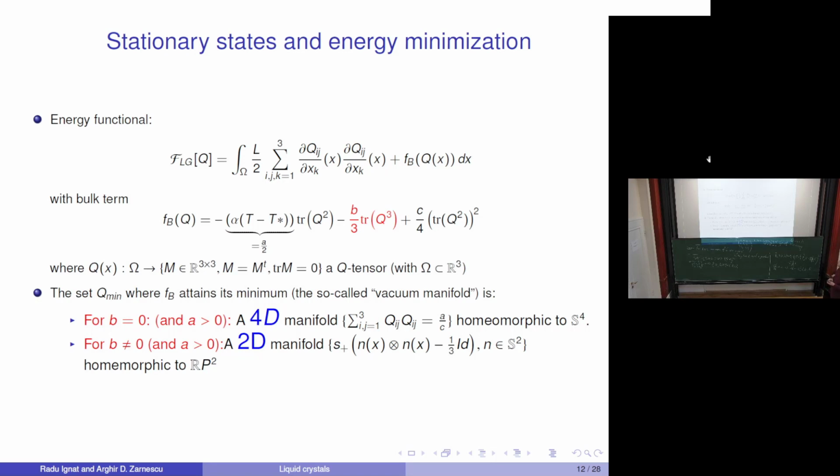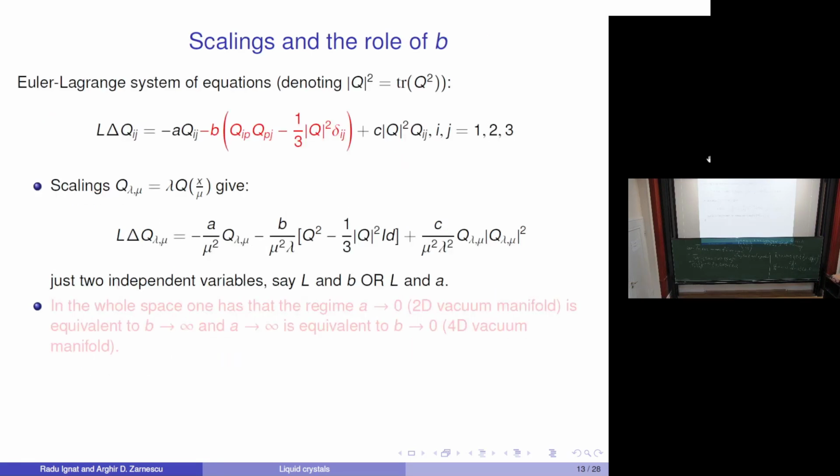And what makes a difference between b zero and b non-zero? Physically, b is non-zero. But it makes sense to look at the b equal to 0 case as well, because of the following reason. This is the simplest. I mean, this is the Lagrange system corresponding to minimizers of that energy functional.